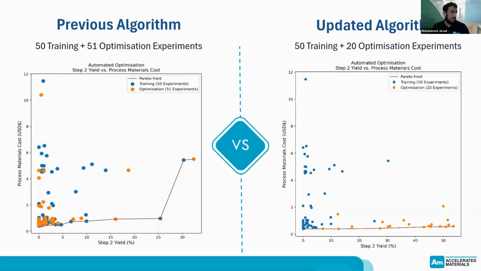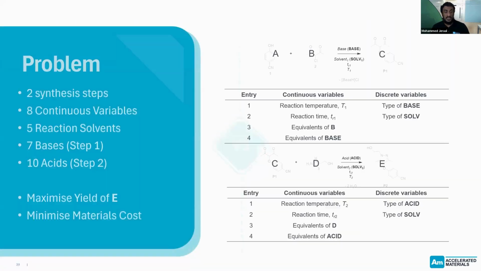And this is an example of what happens when the problem is too complex for the surrogate model to accurately understand. So the blue experiments are our training experiments, and the orange experiments are our optimization experiments generated by the algorithm. And you can see that the system is really struggling to get above 5% yield. And the reason for this is that this was quite a challenging problem. So in all of these solvents, acids, and bases, I think only one of the solvents worked, one of the bases worked, and a couple of the acids worked.